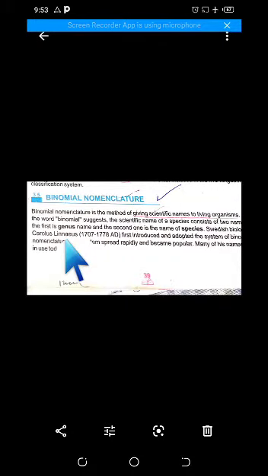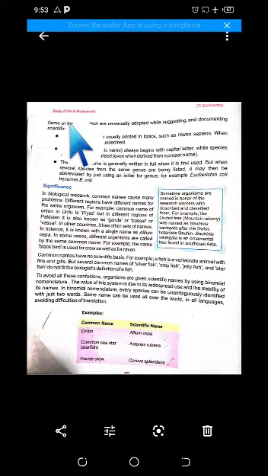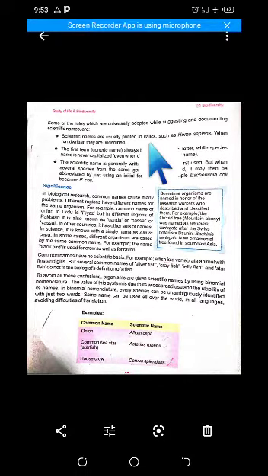Some of the rules which are universally adopted while suggesting and documenting these names are: first of all, you already know how to write a scientific name. It should be written in italic form. Obviously, we can't write italics by ourselves; in the computer, we can do this. For that reason, we just underline them, we just underline these two. But underline separately. Don't underline in a single line. Underline them separately. Okay, the first term is called genus.